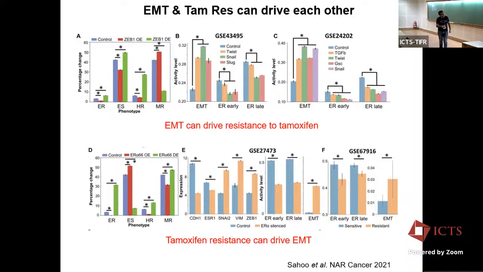You look at when estrogen response was silenced, EMT went up. You look at the sublines which were generated by exactly what I just described in a preclinical in vitro model, EMT went up. So EMT is driving drug resistance and drug resistance is driving EMT. That is why you see both properties simultaneously.